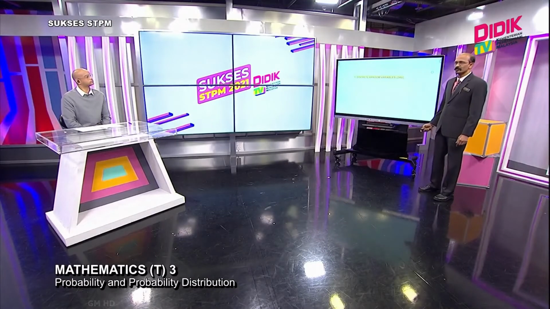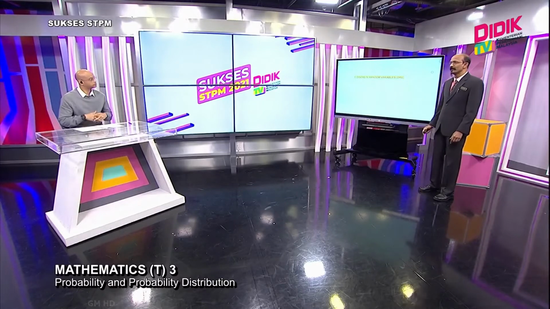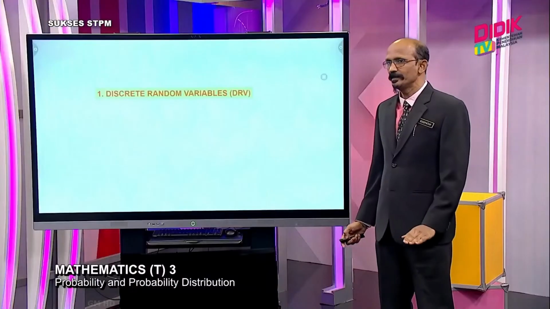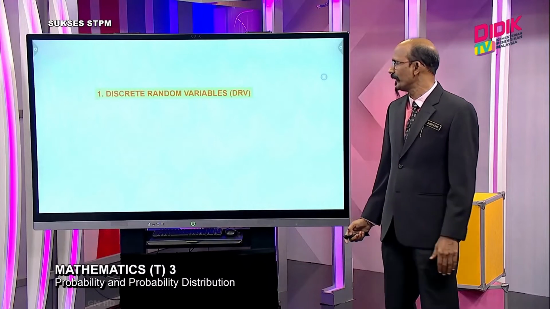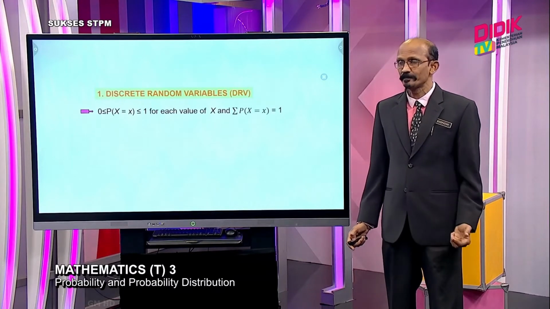So in this session, for this topic we got 5 different parts. The easiest is the first part: discrete random variable, DRV. DRV is actually the very basic. You should be able to use the properties of DRV.